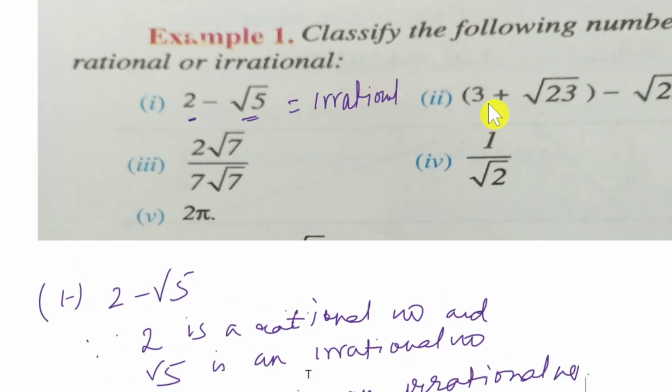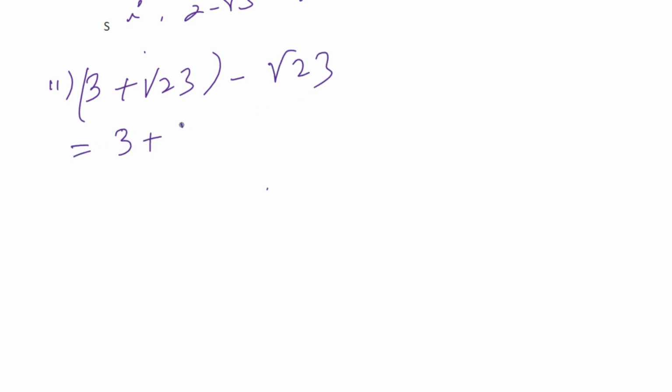What is number 2? 3 plus root 23 minus root 23. Number 2 is 3 plus root 23 within brackets, minus root 23. If you remove the bracket, what will you get? 3 plus root 23 minus root 23 equals 3.